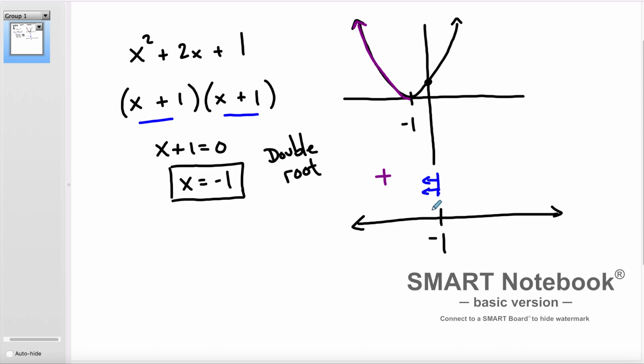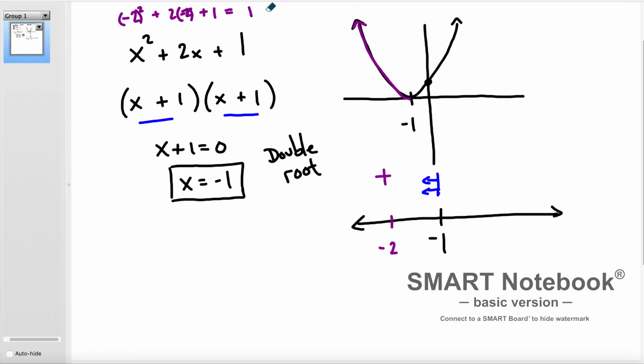If we're not sure, if we don't know what the graph looks like yet, well, we can just take any value less than -1, let's say -2, and we're going to plug that into our original equation. So we could have -2 squared plus 2 times -2 plus 1. The resulting answer there is 4 minus 4, 0 plus 1 is 1, and that answer is positive.